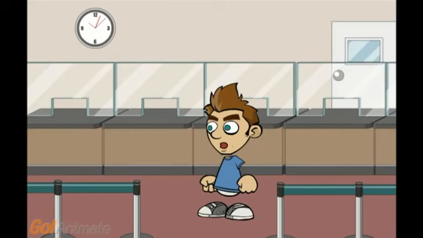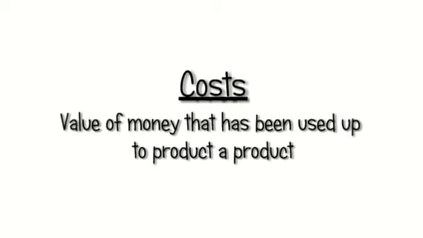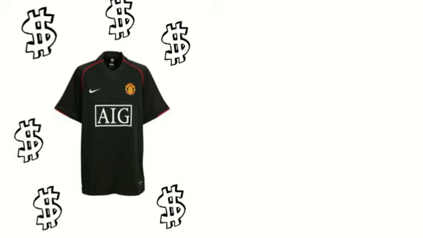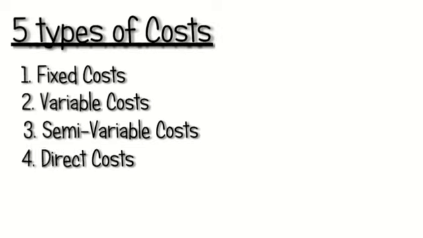Hi, today I'm here to explain what costs are. In general terms, cost is defined as the value of money that has been used up to produce something. For example, the company is producing a t-shirt. The amount of money that the company used during the process of producing a t-shirt is the cost of the t-shirt. There are 5 different types of costs, which include fixed costs, variable costs, semi-variable costs, direct costs, and indirect costs. First, we will be talking about fixed costs.